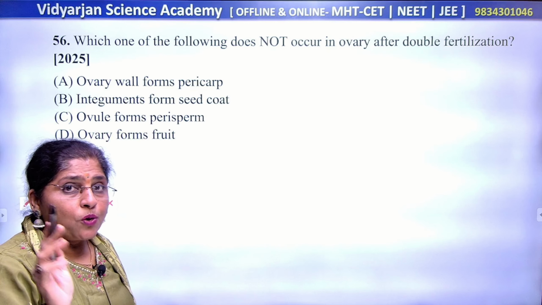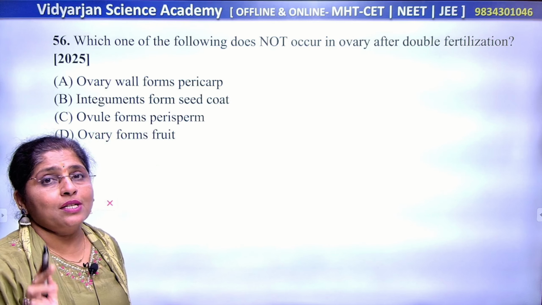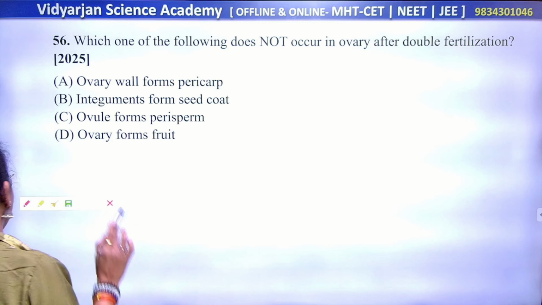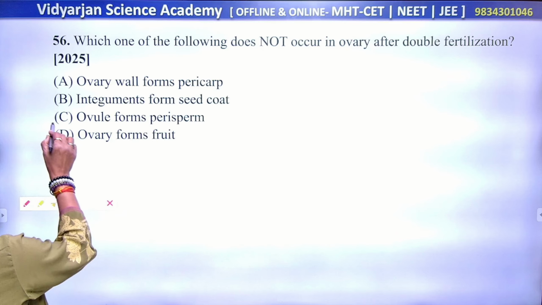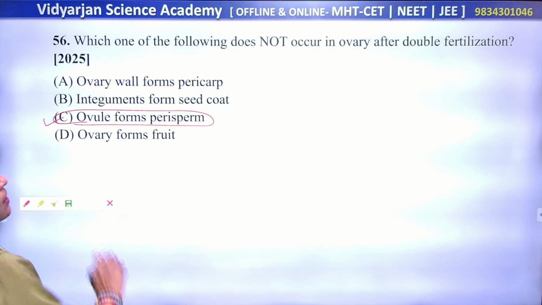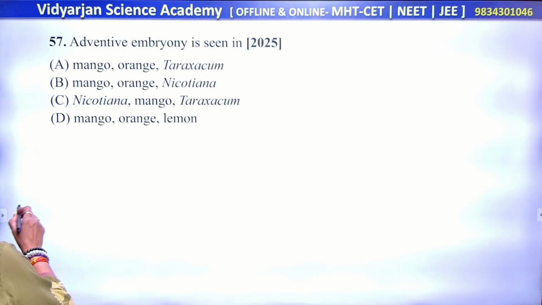See here, post fertilization changes, you are supposed to prepare the chart. You are supposed to prepare the mind map. Okay. Next is ovary forms fruit. So what is your answer? Ovule forms the perisperm, which does not occur in the ovary after double fertilization. Note down all the changes, right?